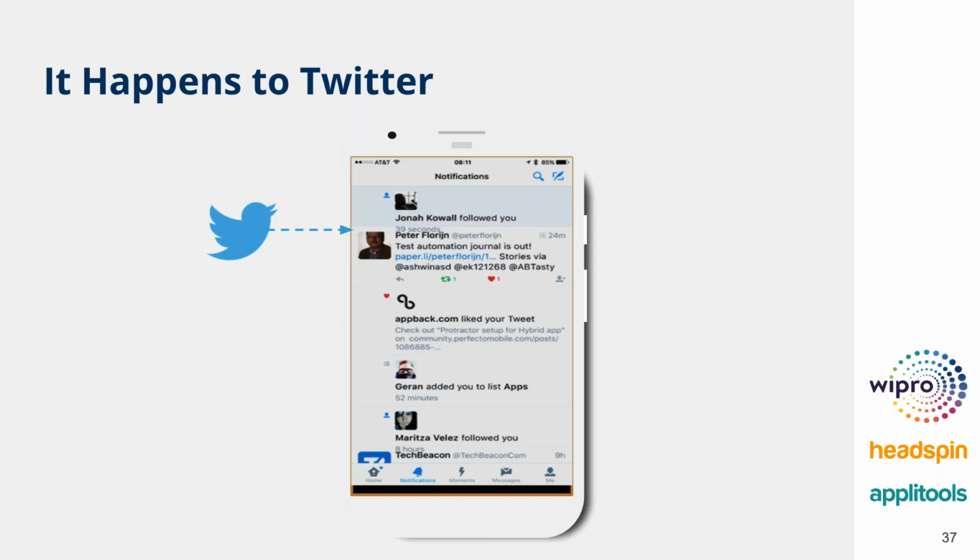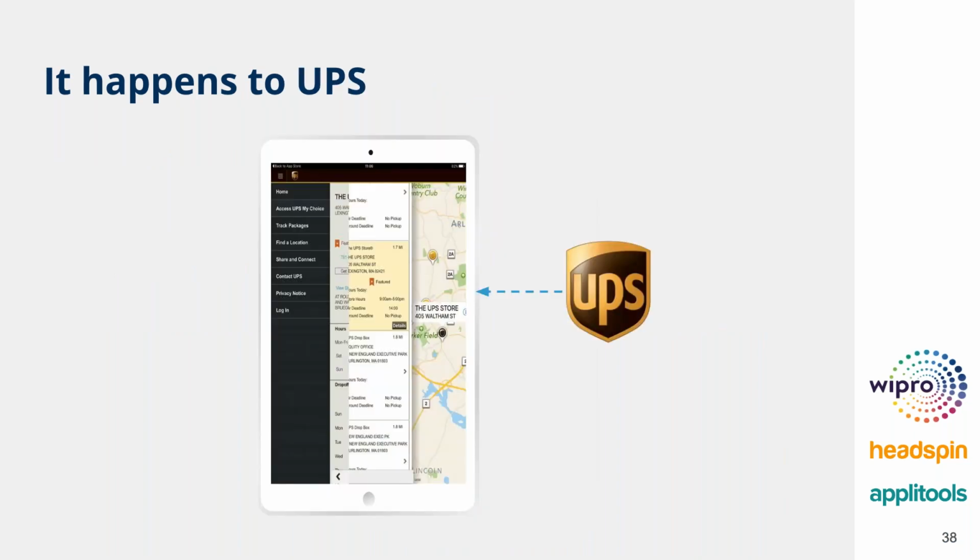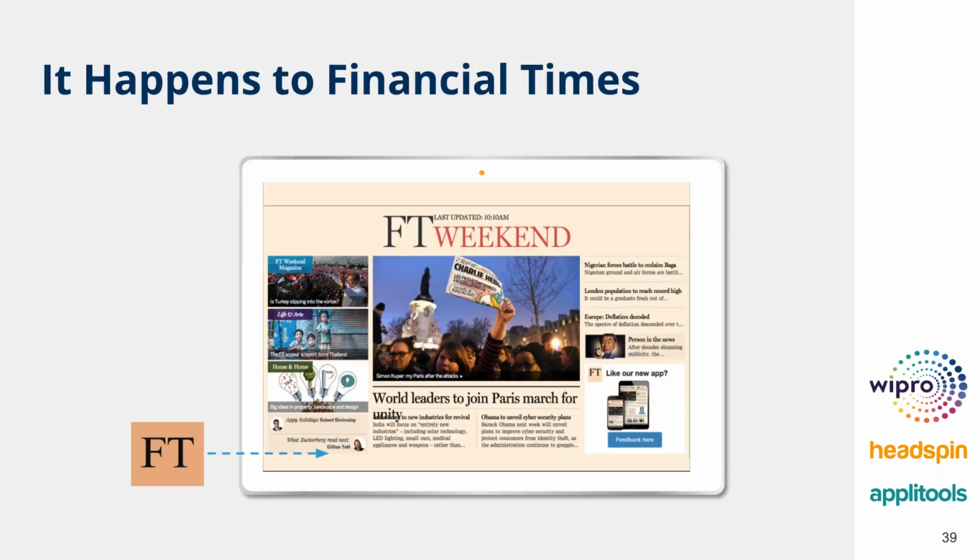Here are some examples where this has happened to Twitter, where the tweets have got misaligned. It has happened to UPS, where the app, when installed on a tablet or iPad, was not rendering correctly. It can happen to media websites, where if the length of the article title is longer than expected, it is overlapping with the actual content of the article itself.